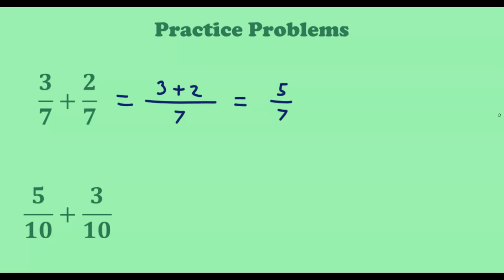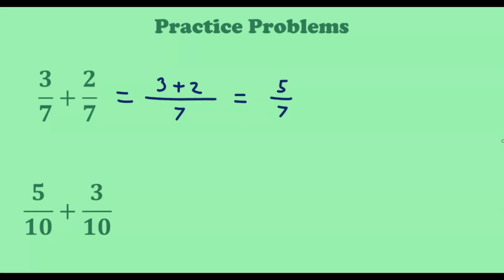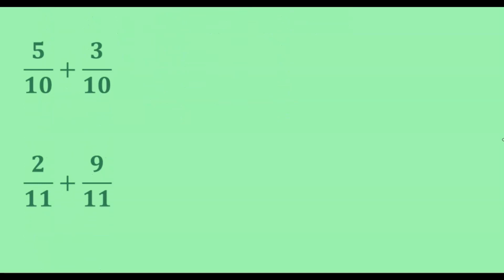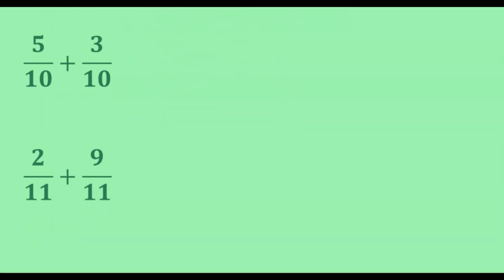Let us move on to the next problem. What do we have there? We have 5 over 10 plus 3 over 10. Now, if we have a look at the denominators, we can see that the first fraction has a denominator of 10, and the denominator of the second fraction is also 10. So when we add these two fractions, we are going to add the numerators and write that over the denominator, which is 10.